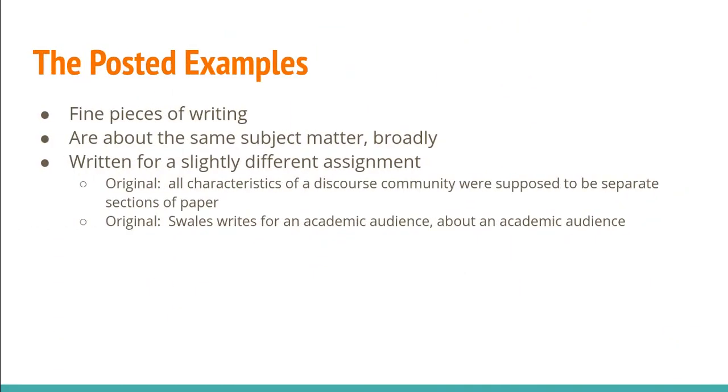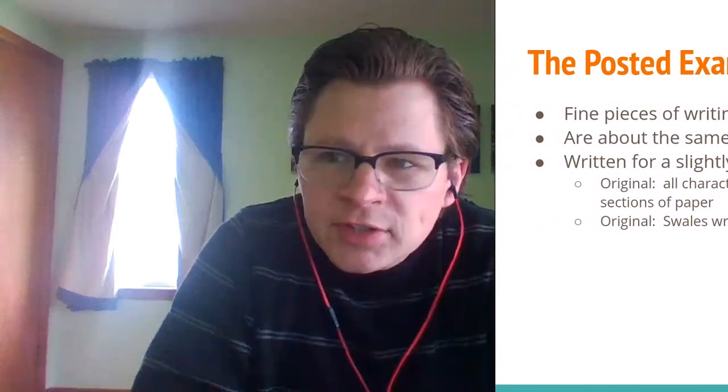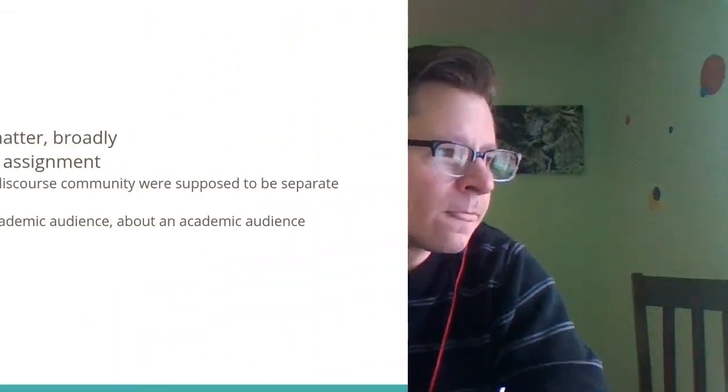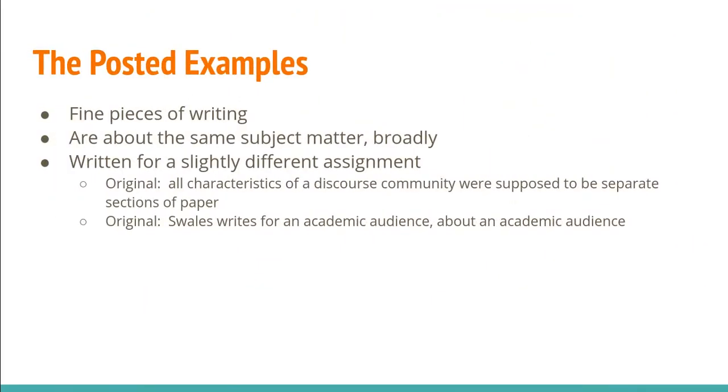I've posted 2 good examples of this kind of writing to Blackboard, but like I said at the beginning, both examples were originally written based on a slightly different assignment, and so I want to make sure that we understand what parts of those examples to look at versus what parts we want to perhaps look at less closely because they don't quite apply to our assignment the same way. Now, these are fine pieces of writing, and they're about the same subject matter broadly. They're written, though, for an assignment that, first and foremost, took all of the characteristics of the discourse community and was supposed to be looking at them each individually in basically the same amount of focus.